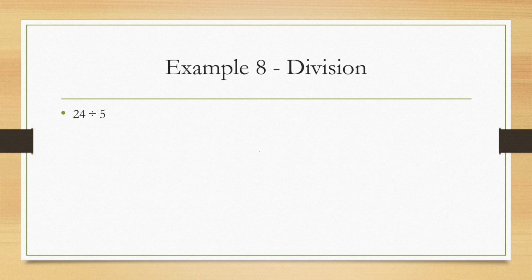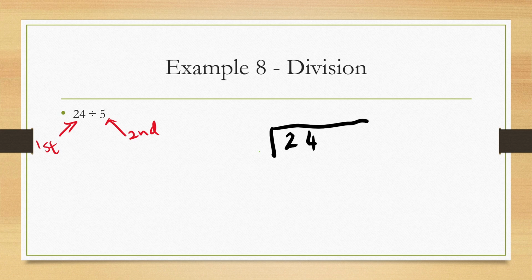Okay, so example 8, division. We're going to do 24 divided by 5. So this is the first number, the second number. To draw the bus stop method, you need to draw the 24, that's the first number, and you're going to do this. This is usually called the bus stop. That's why people say it looks like a bus stop, and that's why they call it the bus stop method. So 24 inside this half square kind of thing. Well, a half rectangle kind of thing. And now you write 5 outside of it.